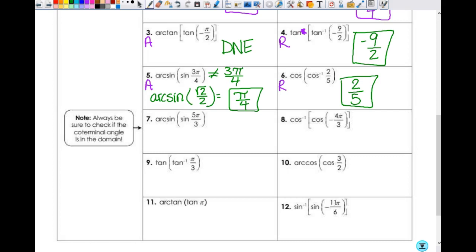All right. So 7. Is this going to be an angle or a ratio? It's going to be an angle. Okay. And then does 5 pi thirds fit within the range that you get to use? No. But what quadrant is 5 pi thirds in?